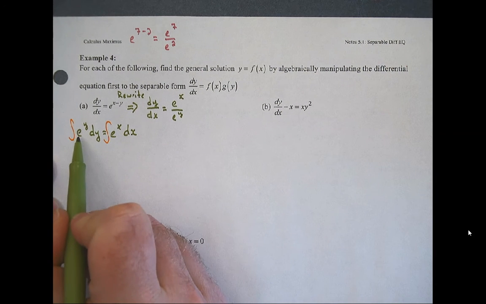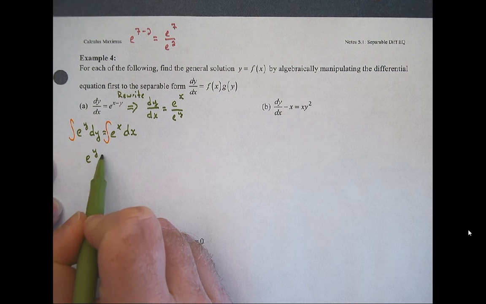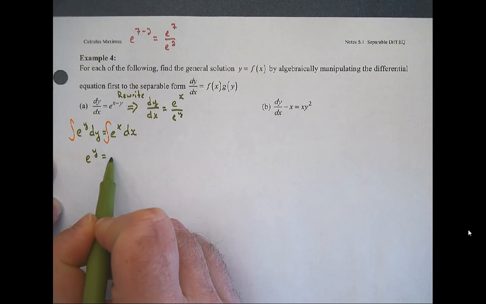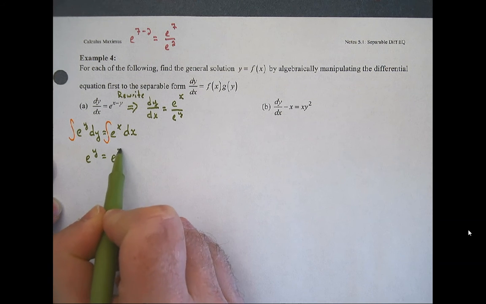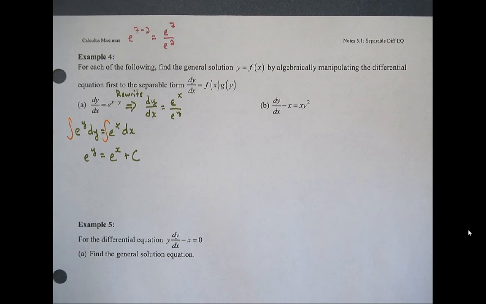And so what's the integral of e to the y? Well, beautifully, it's e to the y plus c, but I'm going to put that plus c on the other side. The integral of e to the x is e to the x, and then I've got to make sure that I don't forget the plus c somewhere. Now remember, our goal here is to get the general solution. That means to get y by itself.